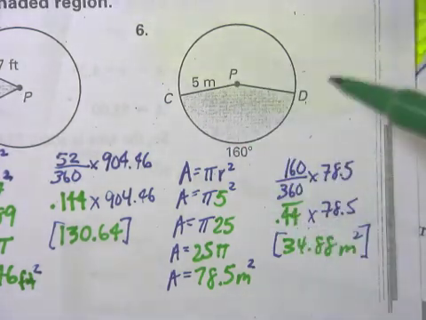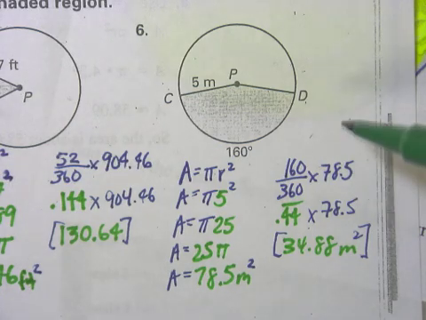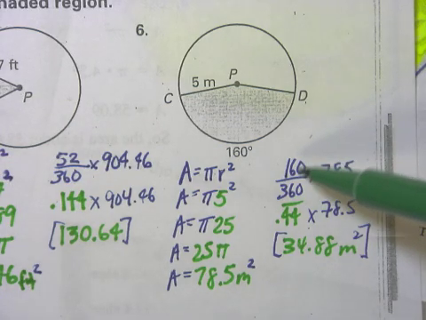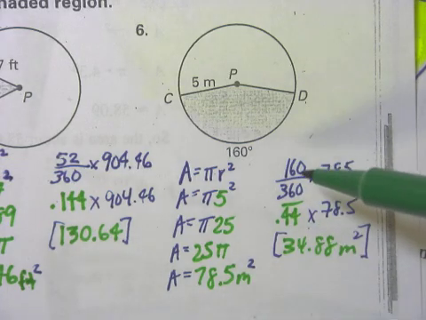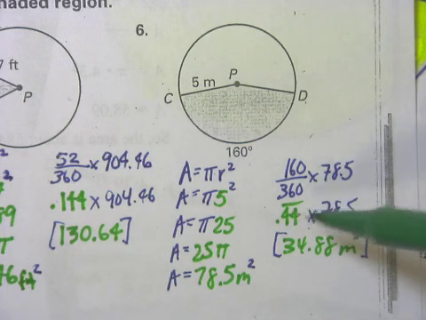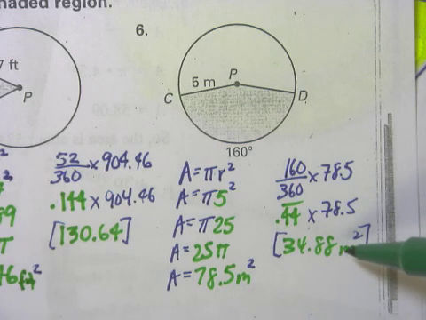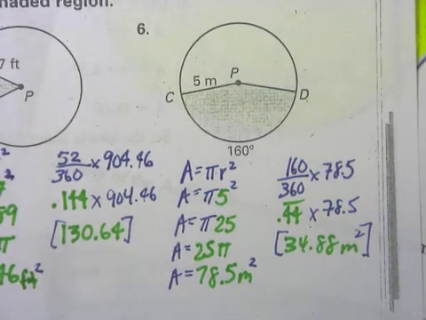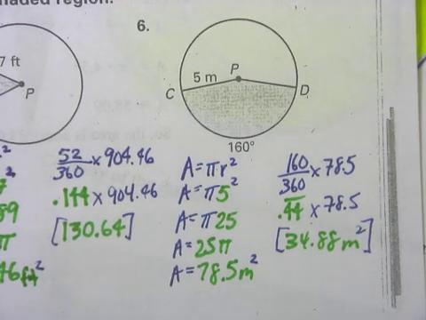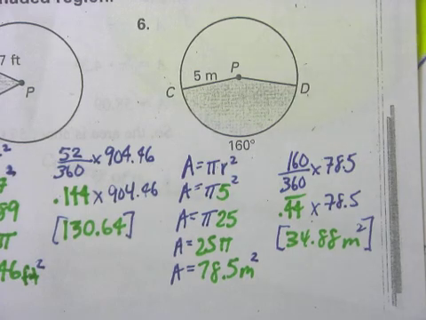But remember, that's the area of what? Of the entire circle. They only want the shaded region here, right? Well, it's 160 degrees, so my central angle here is also 160 degrees, so I can make a ratio. My ratio is going to be 160 out of 360 times the area of the entire thing. When I do that, I get a decimal. I multiply these two together, and I get 34.88 meters squared.